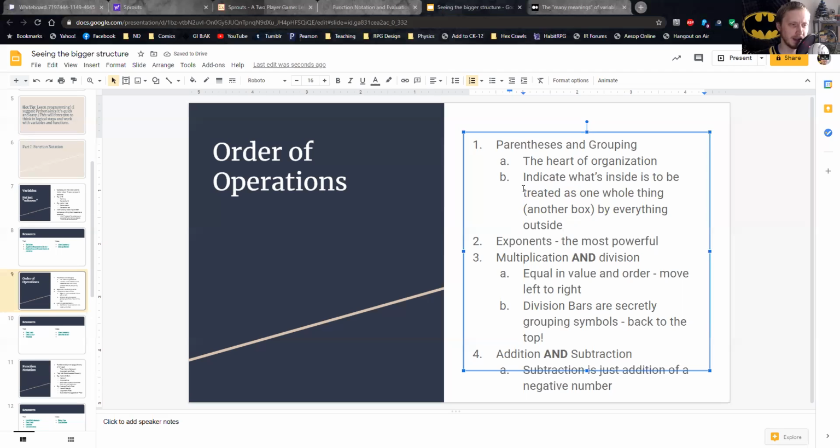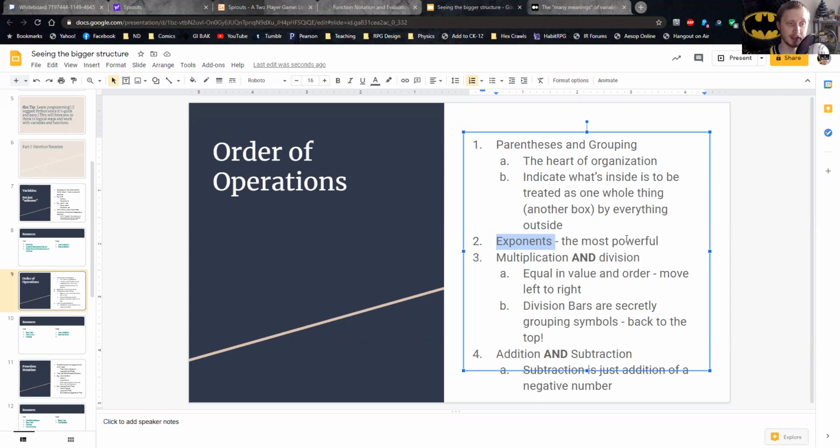Okay. And then, I hope that you know this already. This is not new content, but perhaps a new way of thinking about it, right? Exponents come next in the order of analysis here. Once you have everything grouped together correctly, you will actually evaluate, perform the mathematical operations.